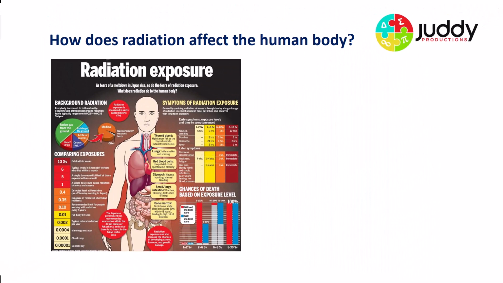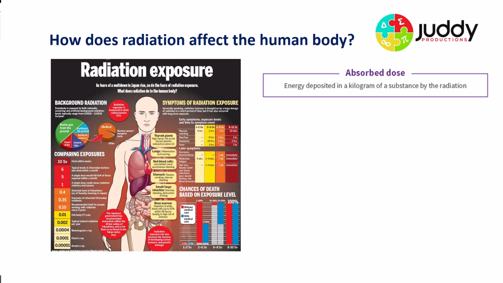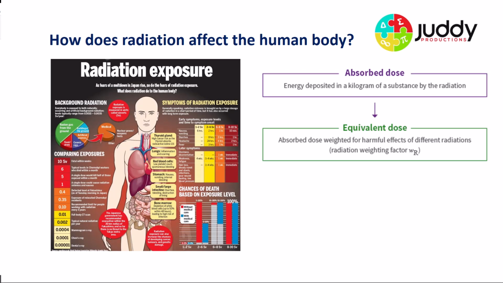So let's look at some appropriate terminology we use when looking at radiation dosage. First of all, we have the absorbed dose. In simple terms, it's the energy deposited in a kilogram of substance by the radiation. Next, we have the equivalent dose. Not all forms of radiation interact with biological tissue the same. The equivalent dose is the absorbed dose weighted for harmful effects of different radiations.